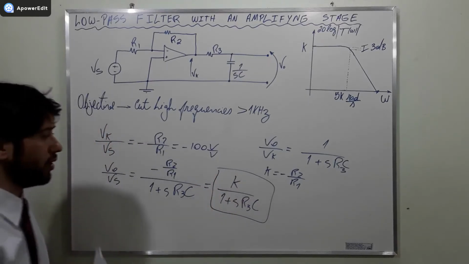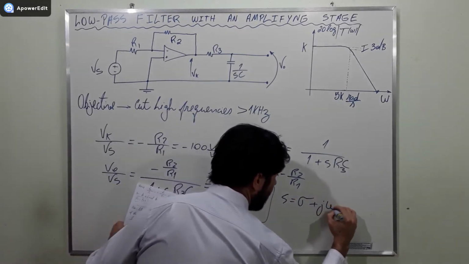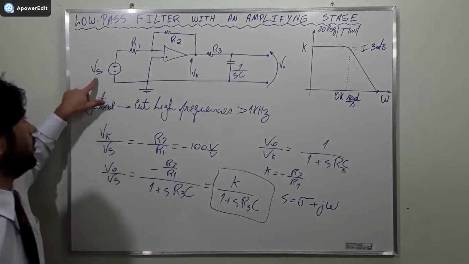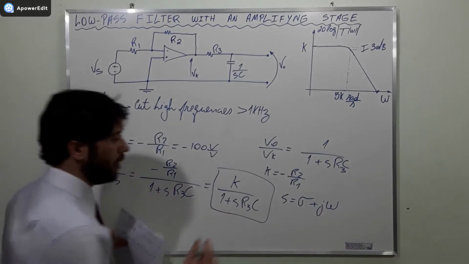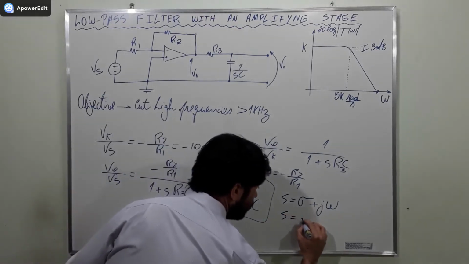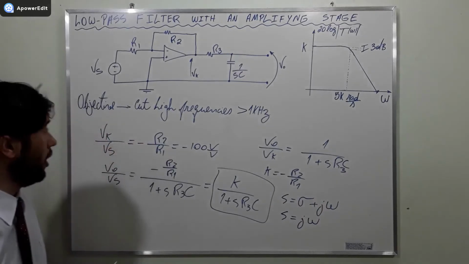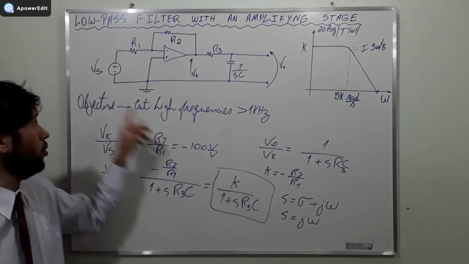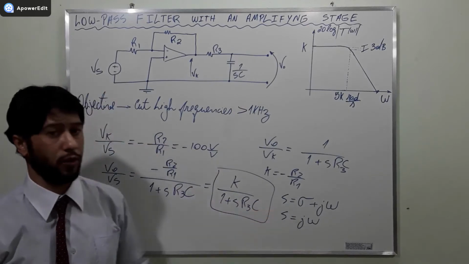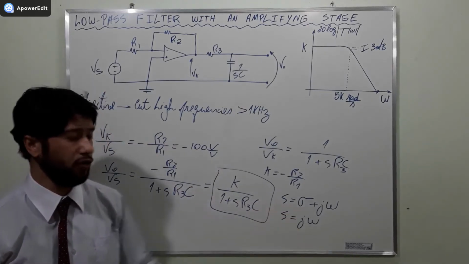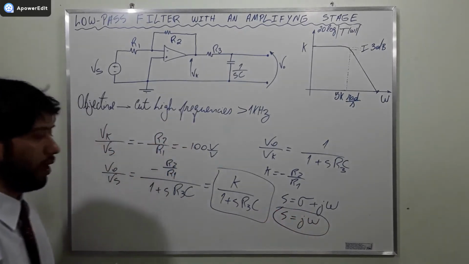But pay attention that S is equal to sigma plus jω. If there is no attenuation of the input signal, we can say that S is equal to jω because sigma is going to be 0. Sigma is not 0 only when there is attenuation of the input signal, but if the input signal is not attenuated, then sigma is 0. Okay, we're going to use this later, remember.